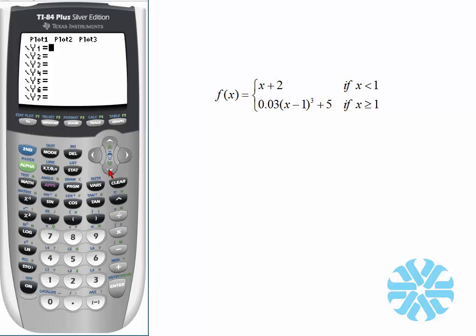We will begin by entering x plus 2 first with its restricted domain. So you need to put the function in grouping symbols. X plus 2, and then close the grouping symbol. And then we're going to use the division symbol to separate the function and the particular interval. So now we're going to put the interval in grouping symbols as well. So this says when x is less than 1.